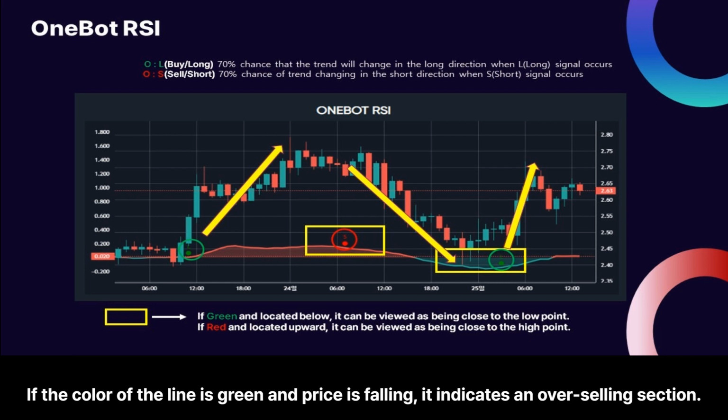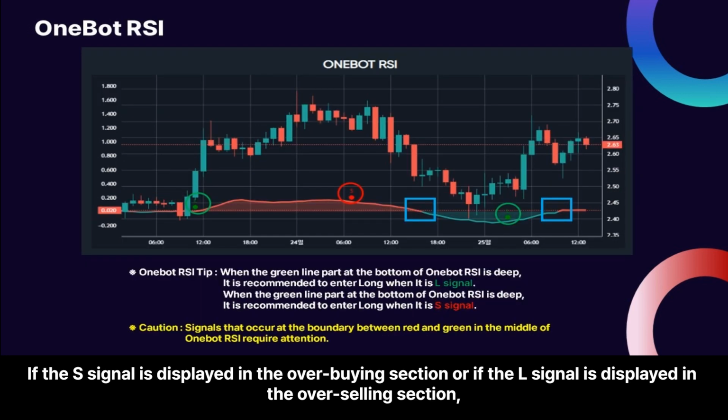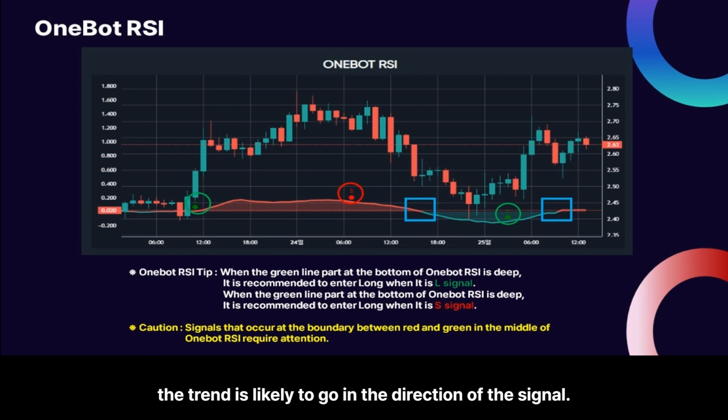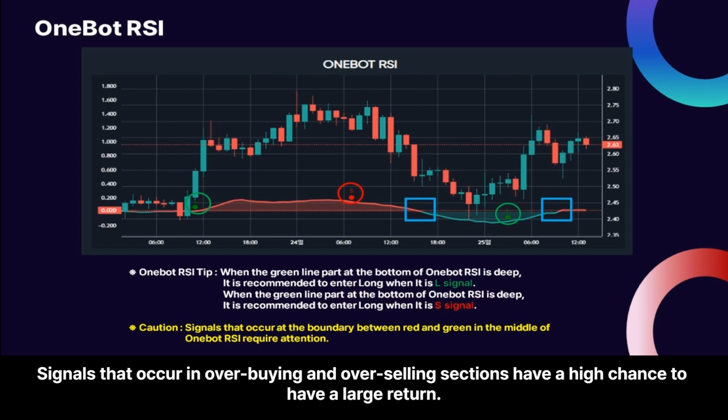When the color of the line is red and the price is rising, it indicates an overbuying section. If the color of the line is green and the price is falling, it indicates an overselling section. If the S signal is displayed in the overbuying section or if the L signal is displayed in the overselling section, the trend is likely to go in the direction of the signal. Signals that occur in overbuying and overselling sections have a high chance of a large return.